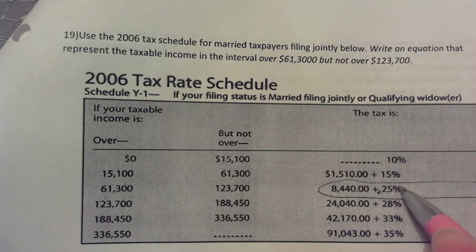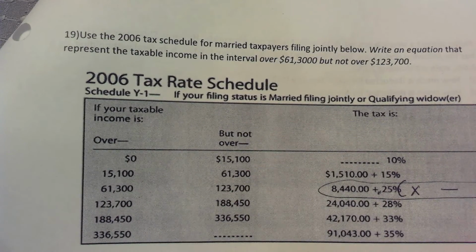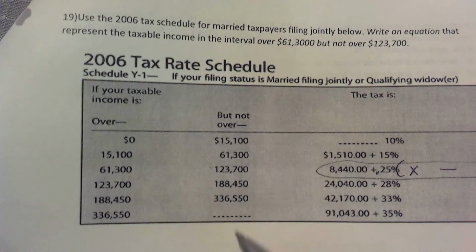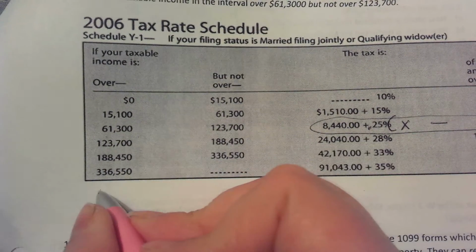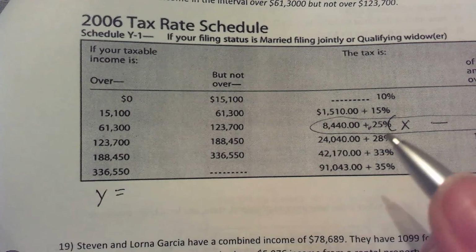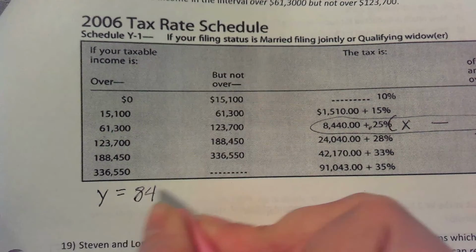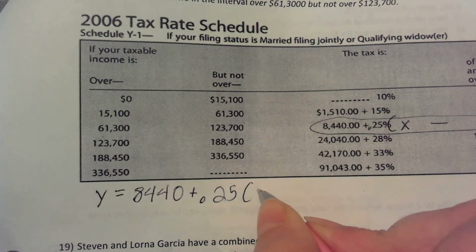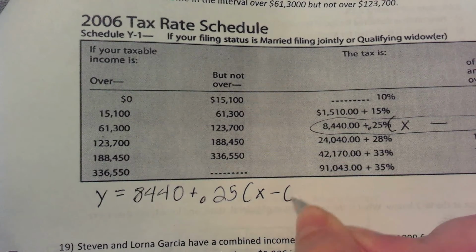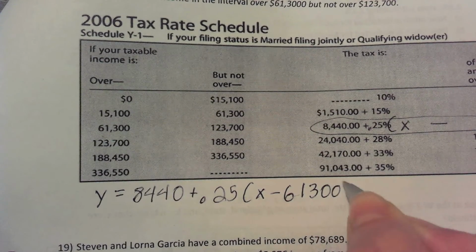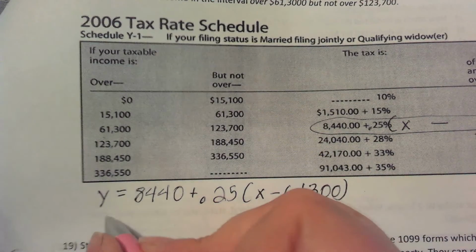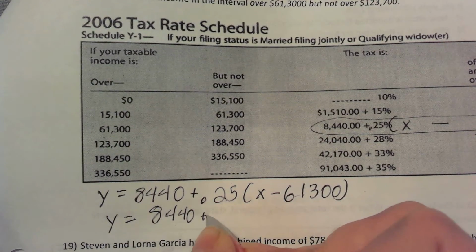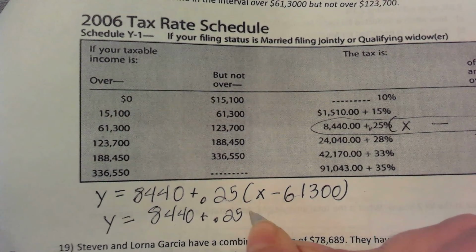So 25% as a decimal. Okay, so we're going to go ahead and substitute it in. So we're going to write y is equal to 8,440 plus 25% times x minus 61,300.